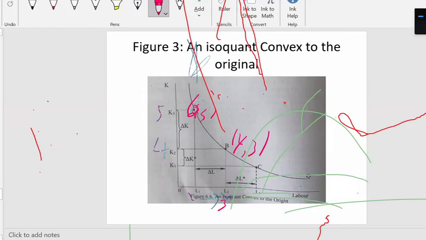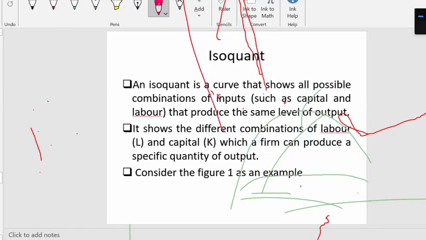ISO quantity, I think you have seen it. It is a curve that shows all possible combinations of inputs that produce the same level. The same level of what? The same level of output.